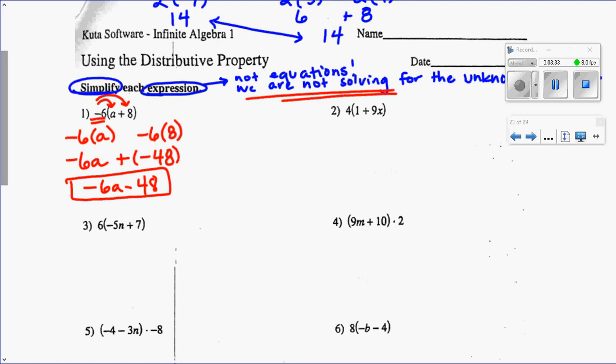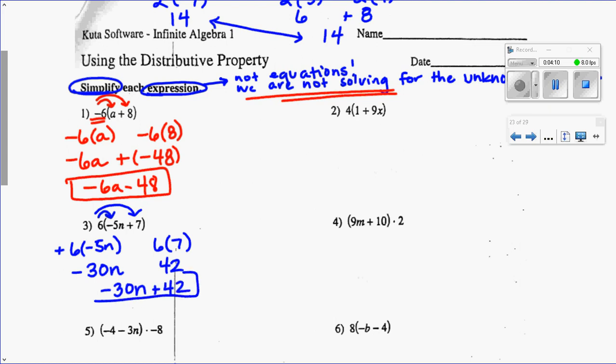Okay, let's try number 3. We're going to go down. Draw your arrows. We're going to take that positive 6 and multiply it by negative 5n. Then we're going to take positive 6 and multiply it by positive 7. So positive 6 times negative 5n, well, that's going to be a negative answer, right, because they're different signs, so it's going to be negative. And then if I have 5n 6 times, that would be 30n. And then 6 times 7 is 42. So since it's positive, I can call that negative 30n plus 42.